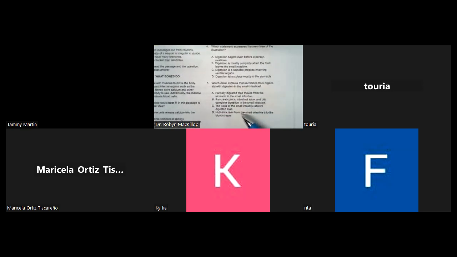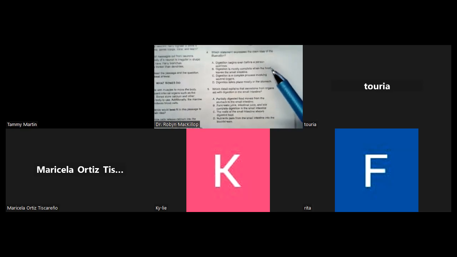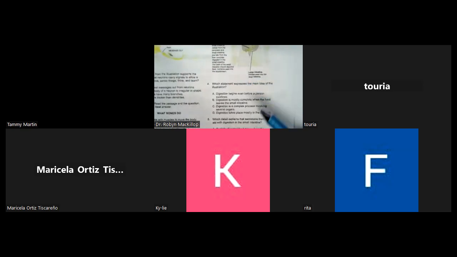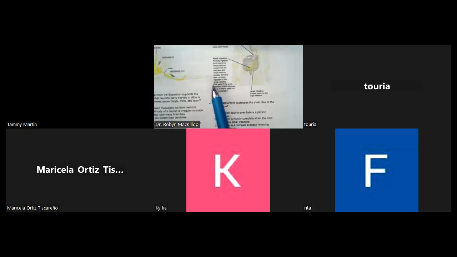Which detail explains that secretions from organs aid with digestion in the small intestine? So here, we're probably going to have to look at something, at least the small intestine, because that's what they're asking about. So what helps the small intestine do its thing? Partially digested food enters the small intestine. Juices from the pancreas and small intestine and bile from the liver complete digestion in the small intestine. So we know that the pancreas and the liver have something to do with it.